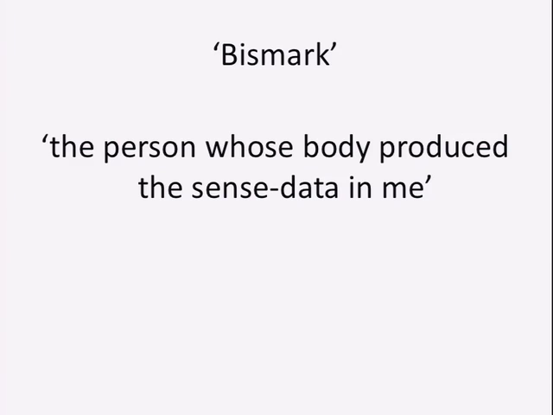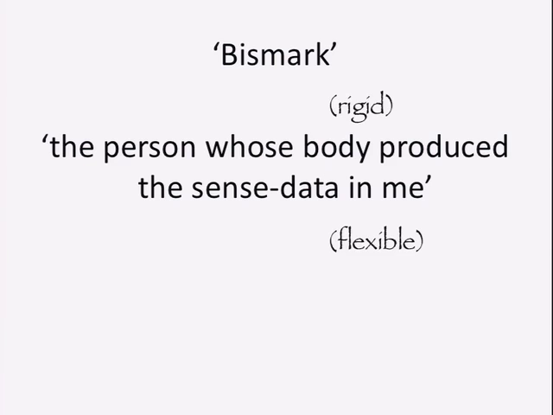And Bismarck is going to be rigid. The person whose body produced the sense data in me is flexible. So Kripke at this point is going to say Russell got it wrong. Russell has always got to say a name like Bismarck means the same as some description. But that can't be right. Russell went wrong here.